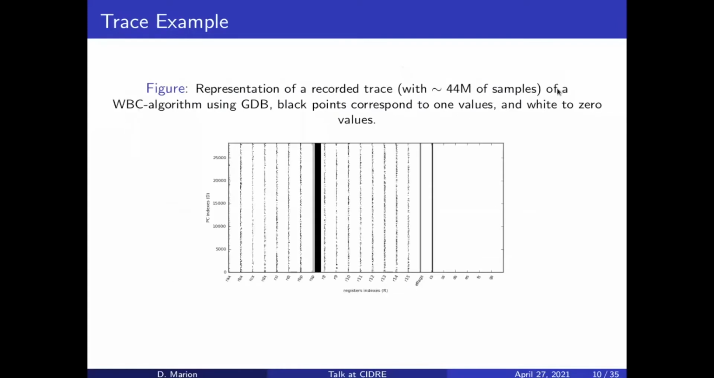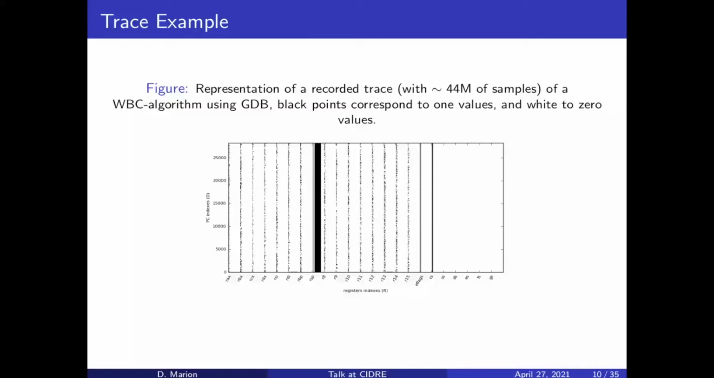And if we take another illustration for a real case, here is a trace of the executions of a white-box cryptography implementation provided at the CTF of CHES in 2016. On the x-axis are all the registers, the 64 registers of 16 bits. Here it's displayed as 64 by 64 bits, just to get a clearer illustration. And on the y-axis are all the PC values, the index of the PC values. In white are the zeros, the bits at 0, and in black, the bits at 1.